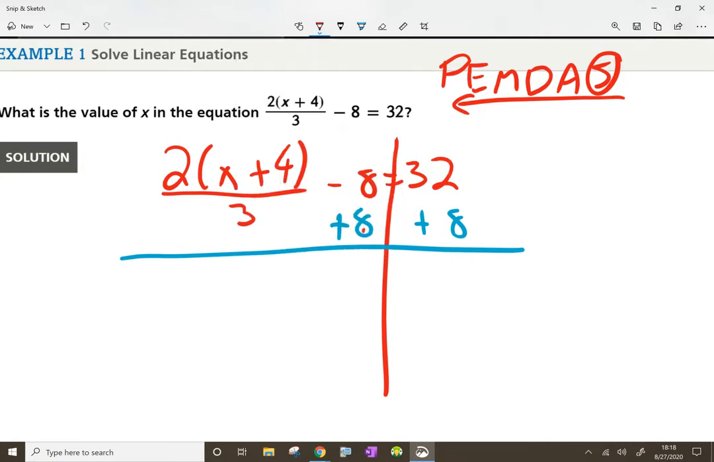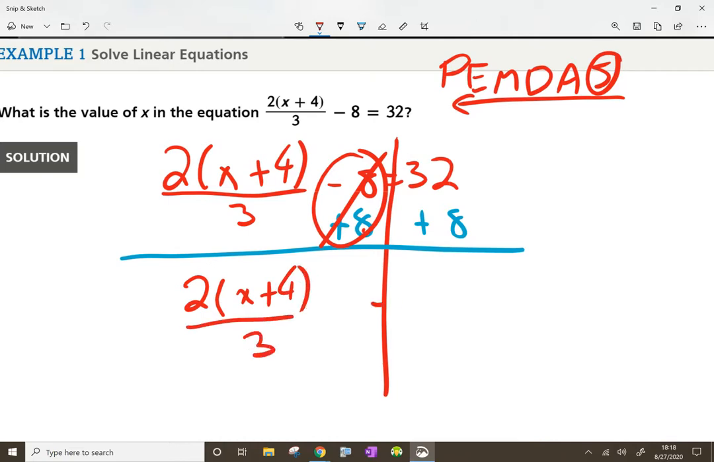And so here's what happens. Here we have minus 8 plus 8. If you take minus 8 plus 8, essentially you're canceling them out. That becomes a 0. So all that's left on the left side would be the (2x plus 4) in parentheses over 3. The minus 8 is no longer there because we've canceled it out. But now make sure you simplify the right side as well. 32 plus 8 is going to be 40. So when I add that 8 over here, I end up with 40.